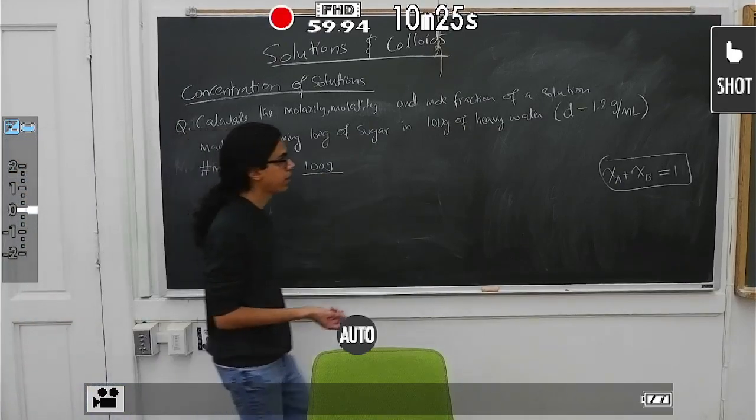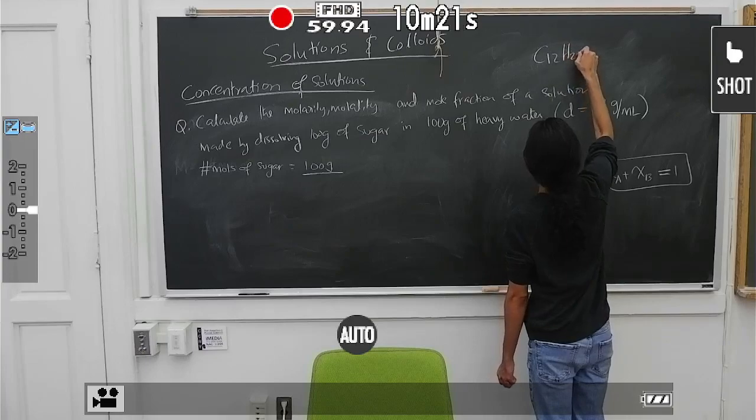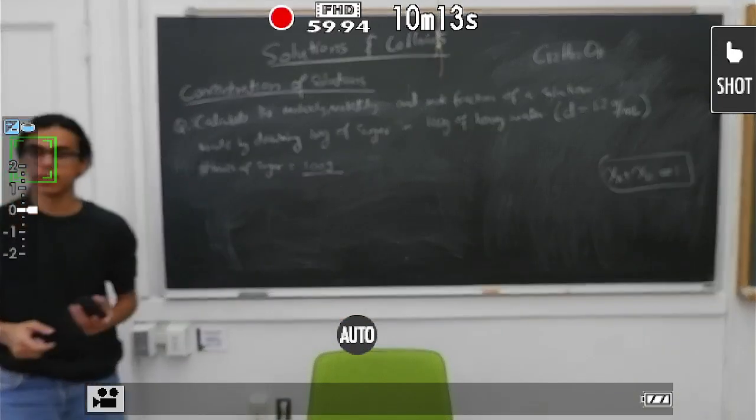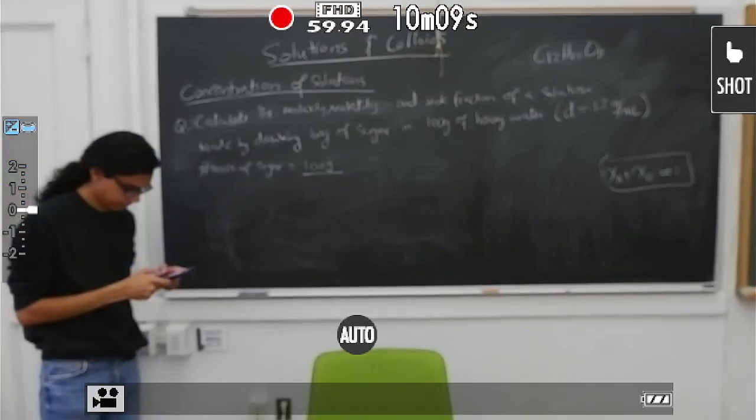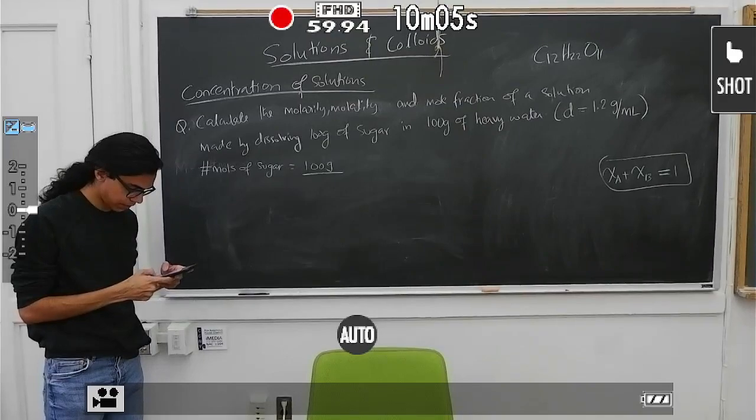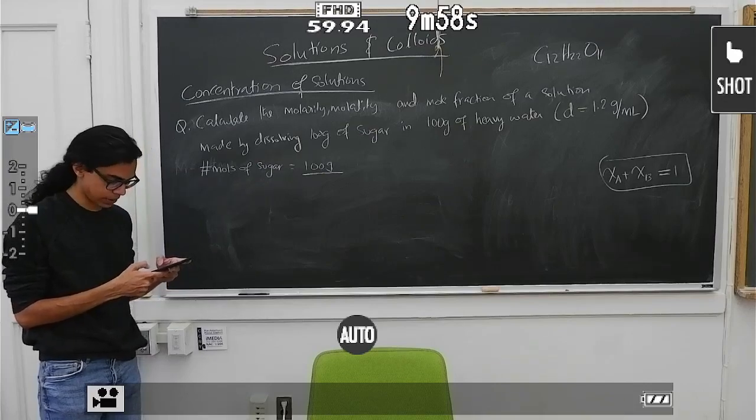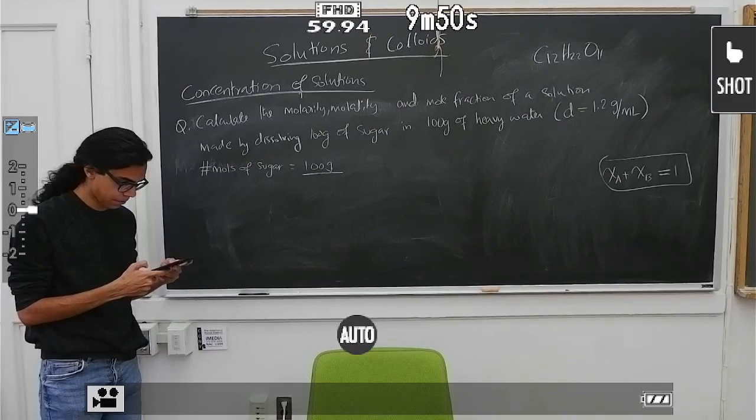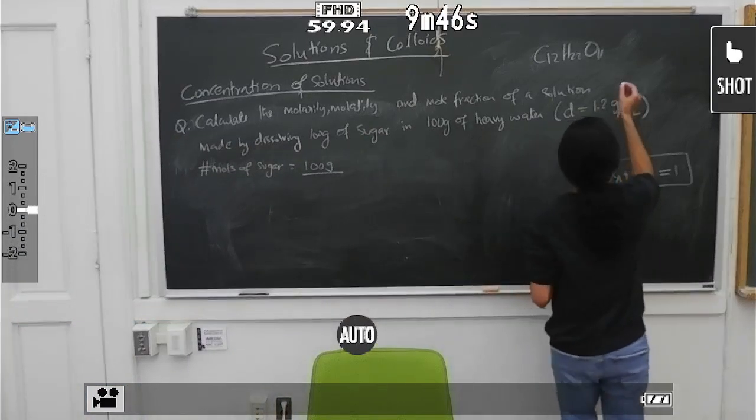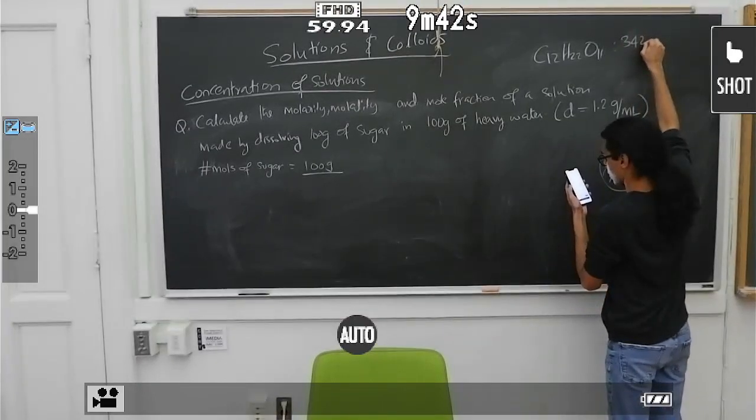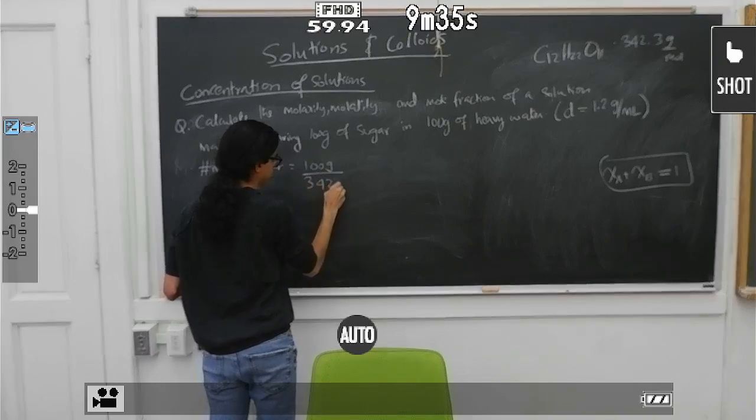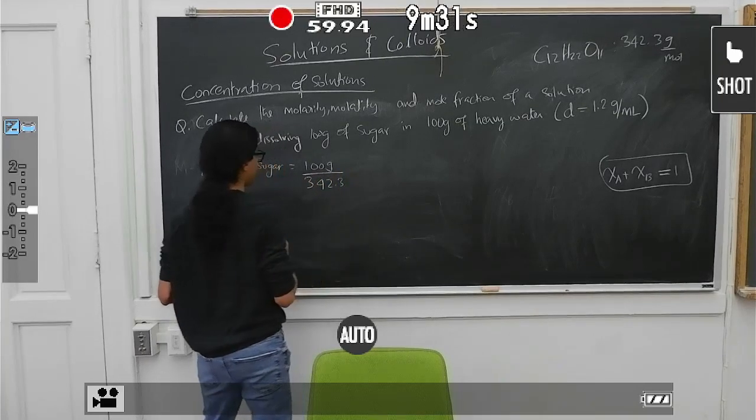Sugar is C12H22O11, but that's too much work. Let me look up what the molar mass is. Does anyone know the chemical name of sugar? Close. It's not glucose. Sucrose, yeah. Sucrose. Molar mass, yep. It's 342.3 grams per mole. Cool. 342.3 grams per mole.